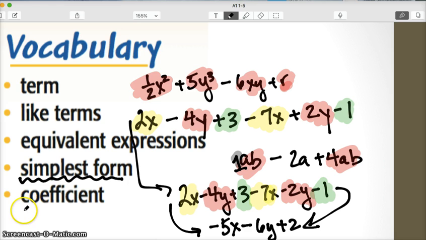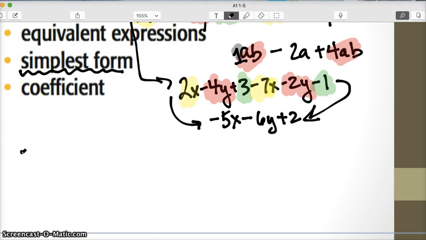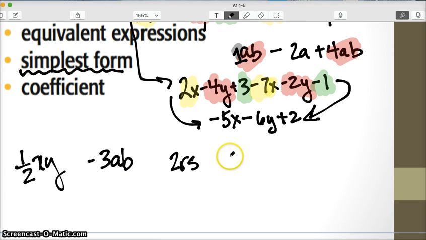The final term that we'll talk about today is coefficient. If we take a look at some numbers, let's say 1/2 xy or negative 3ab or 2rs or 7t or minus 1/3 z.